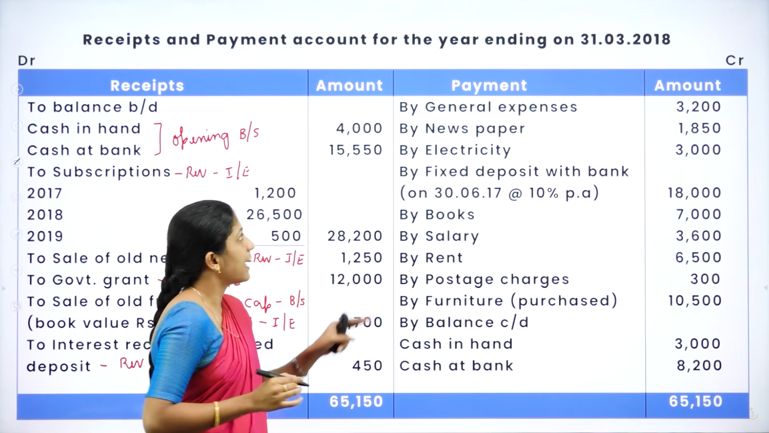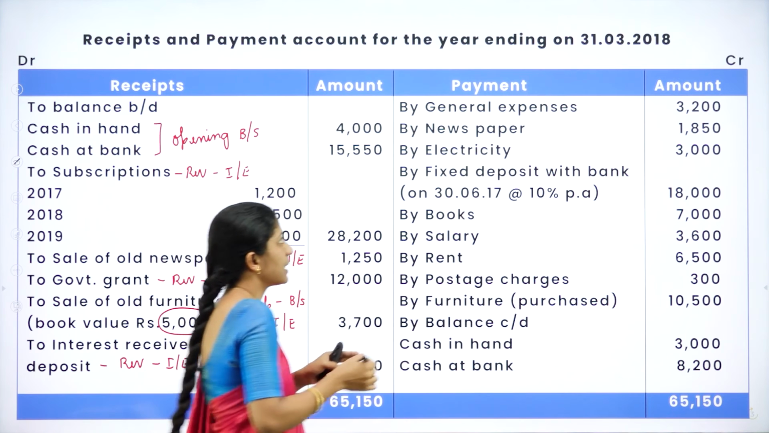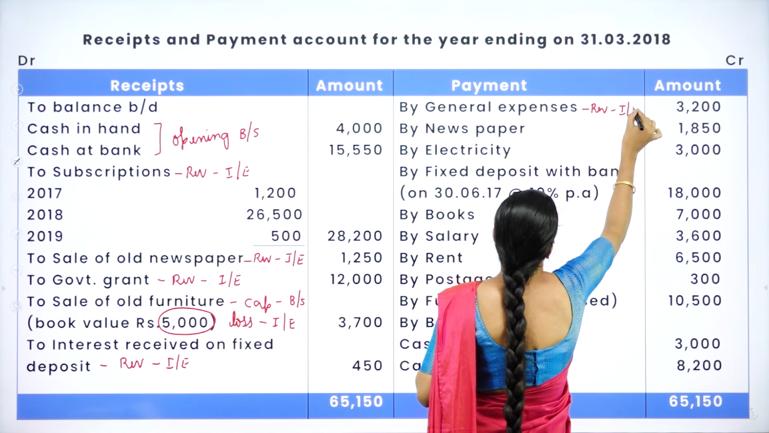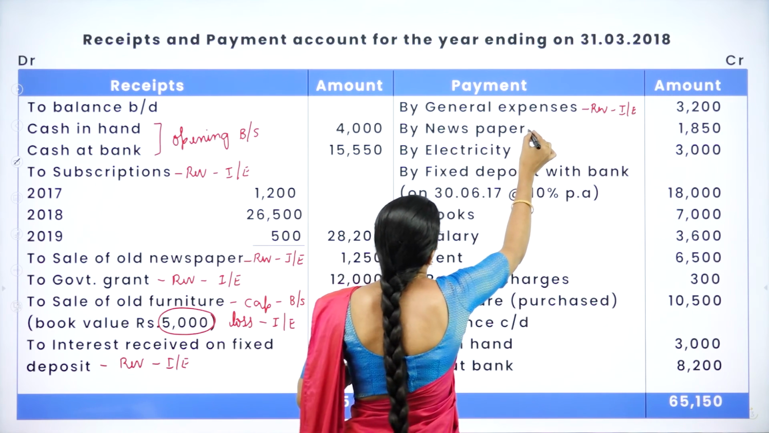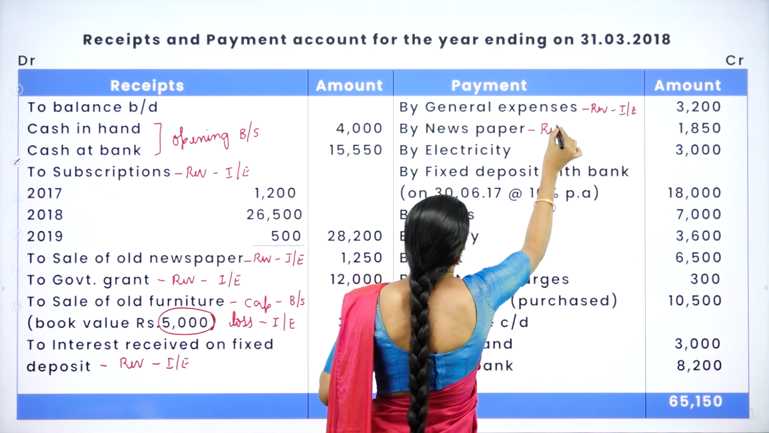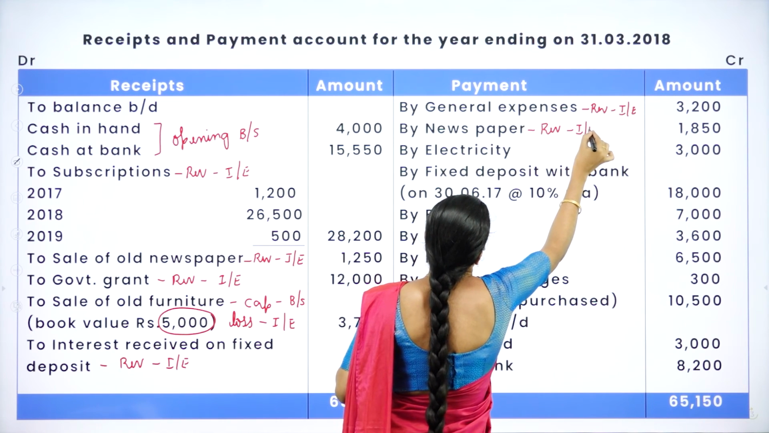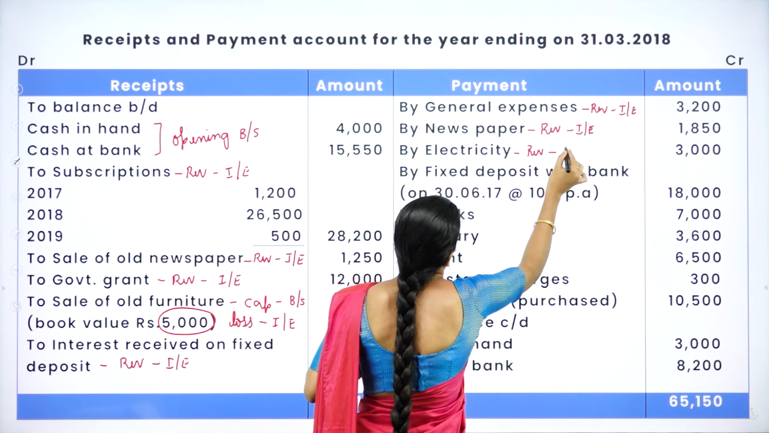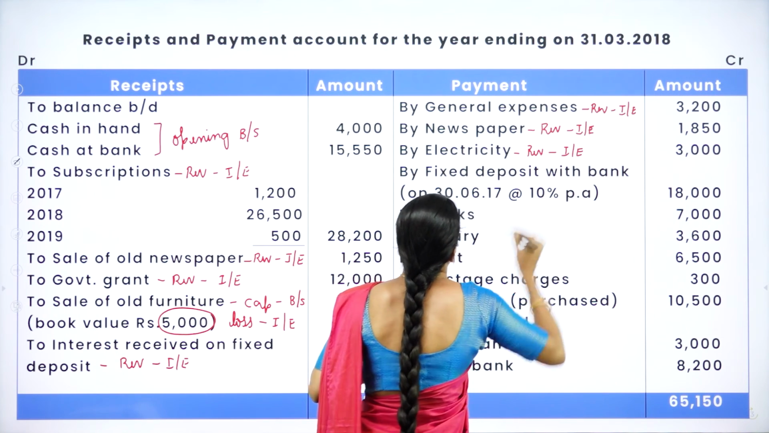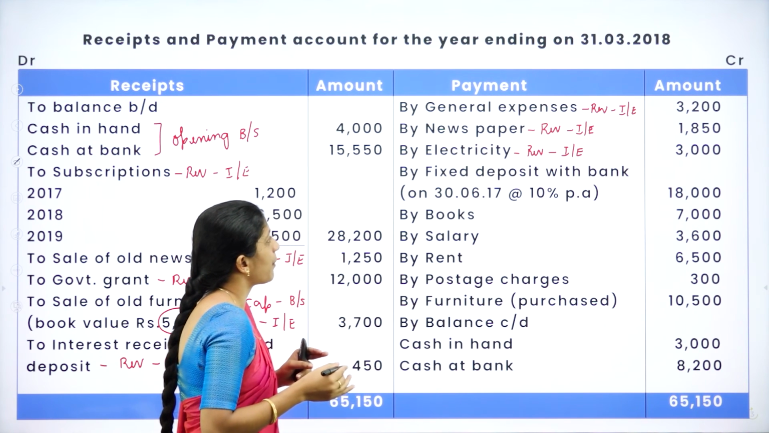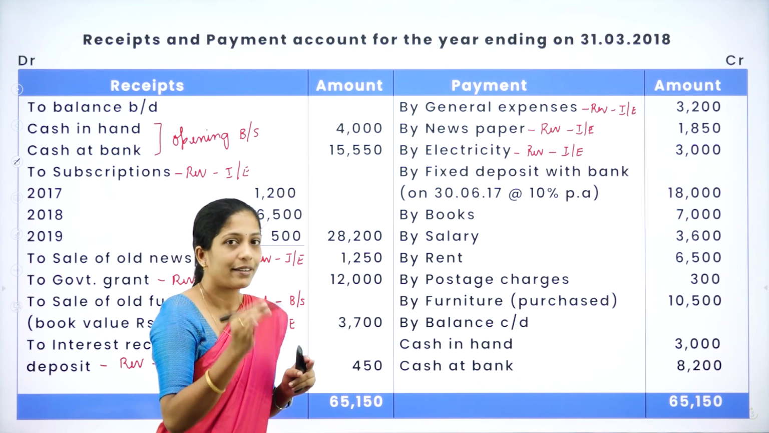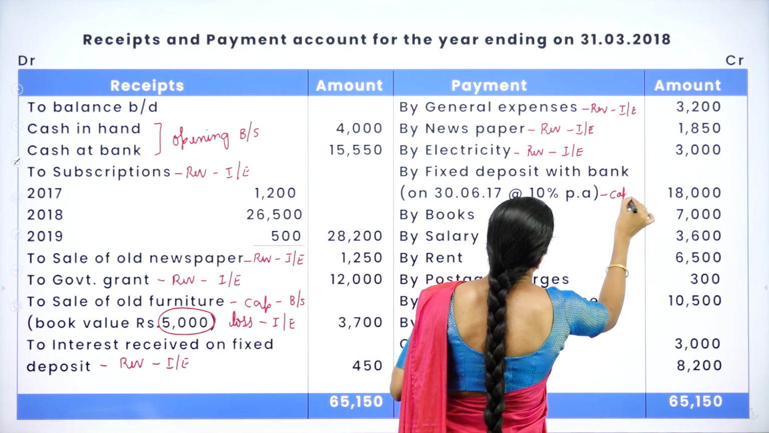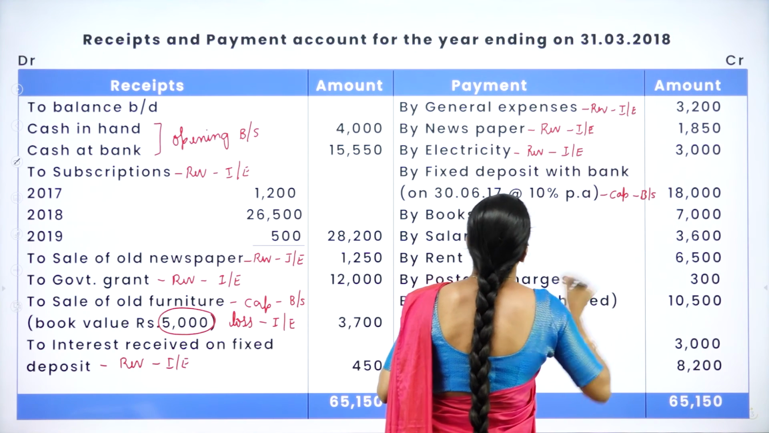Next, under the payment side, we have general expenses. It is a revenue item, so it comes under the income and expenditure account. Next is newspaper. It is also a revenue item, so it comes under the income and expenditure account. Next, electricity. It is also a revenue item, and it comes under the income and expenditure account. Next, fixed deposit with bank. It is a fixed deposit, so it is a capital item. Where does it come? It comes under the balance sheet.